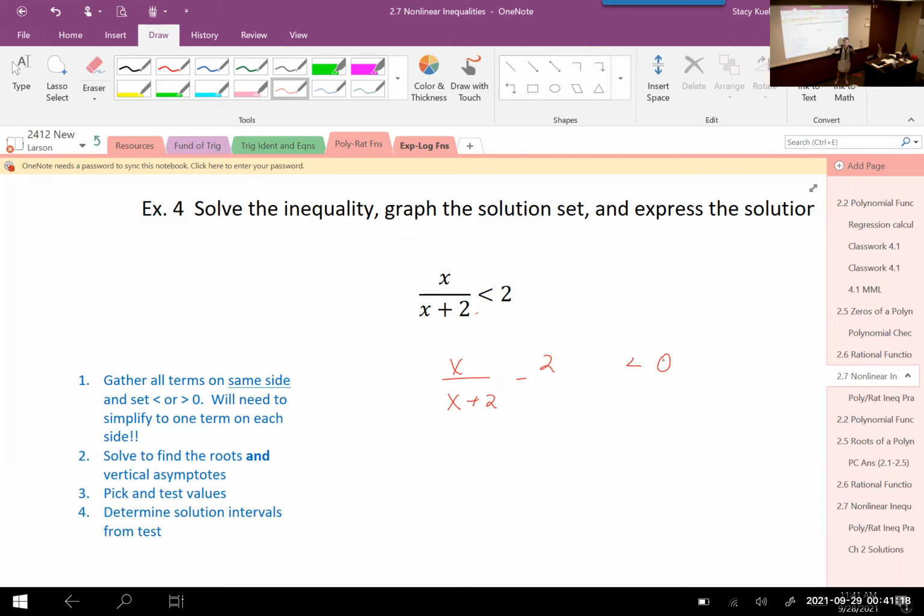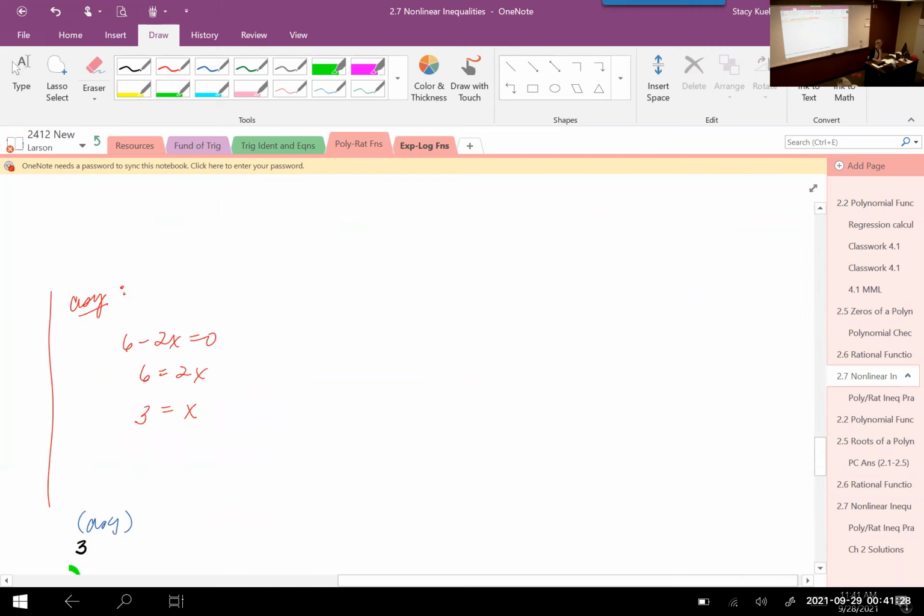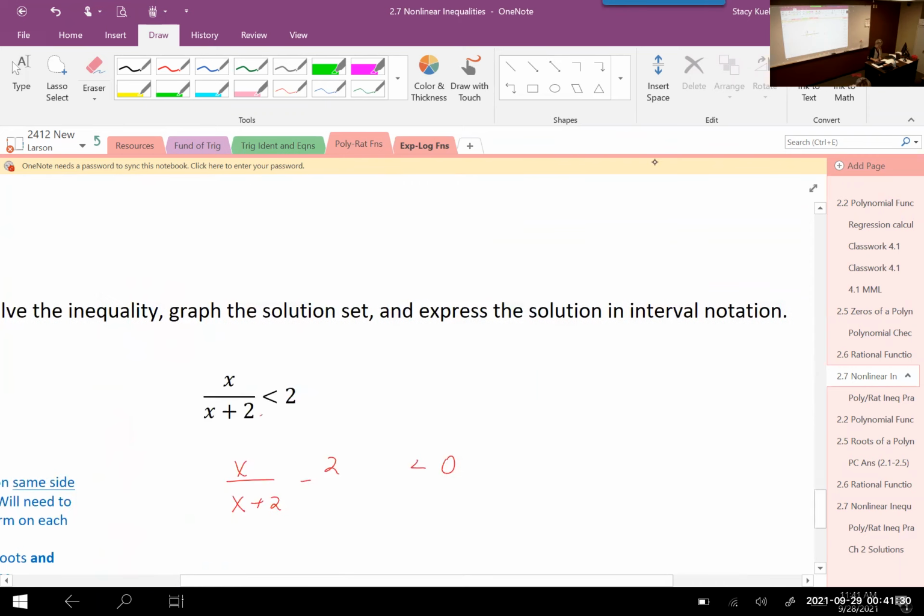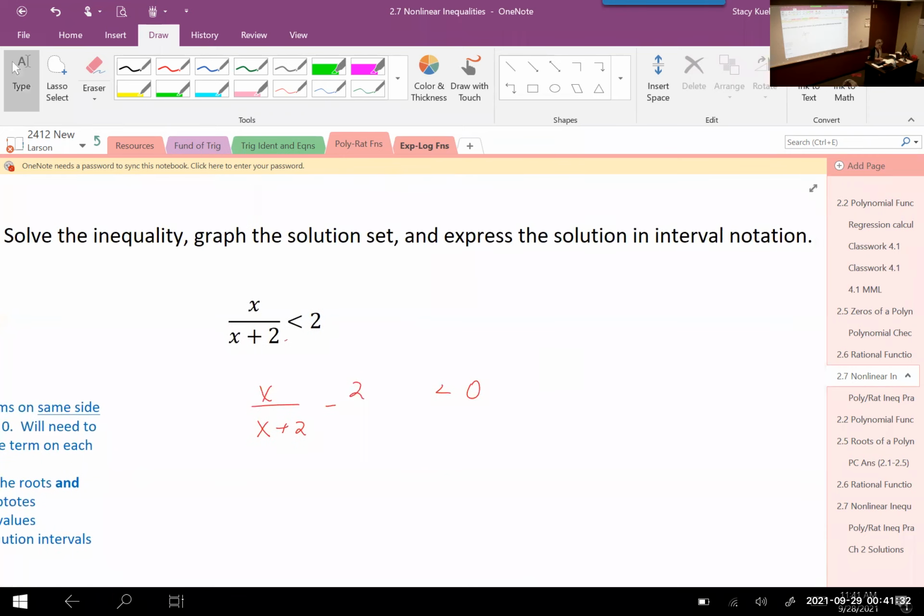How do I combine fractions? What do I have to have? Common denominator. And what is the only denominator? x plus 2. So I'm going to multiply 2 by x plus 2 over x plus 2.